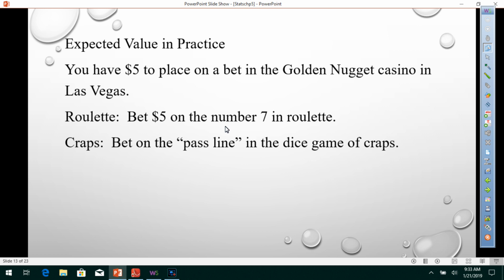Expected value in practice. You have $5 to place on a bet in the Golden Nugget Casino in Las Vegas. Two choices: roulette, where you bet $5 on number 7, or craps, where you bet on the pass line in the dice game of craps. So what do you do? Well, you would probably try to calculate, if you were thinking about it.